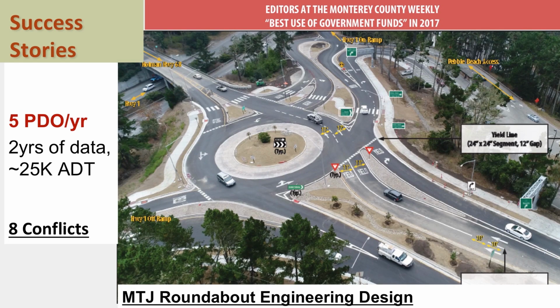some of our projects. And then lastly, one that I was involved with recently in California, very sensitive at the entrance to Pebble Beach Golf Course in the Monterey Peninsula. And this one has 8 conflict points, and it's having about 5 PDOs per year. So that's doing really well. It's about 25,000 ADT. So there's a lot of things that come into play. This was voted the best use of government funds in 2017 by the local paper.